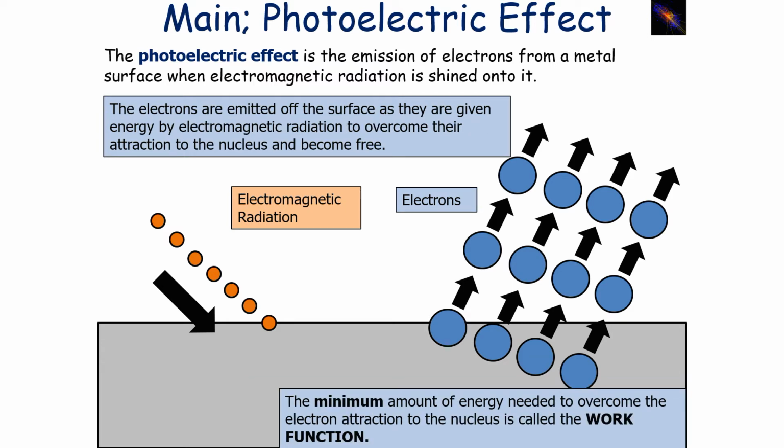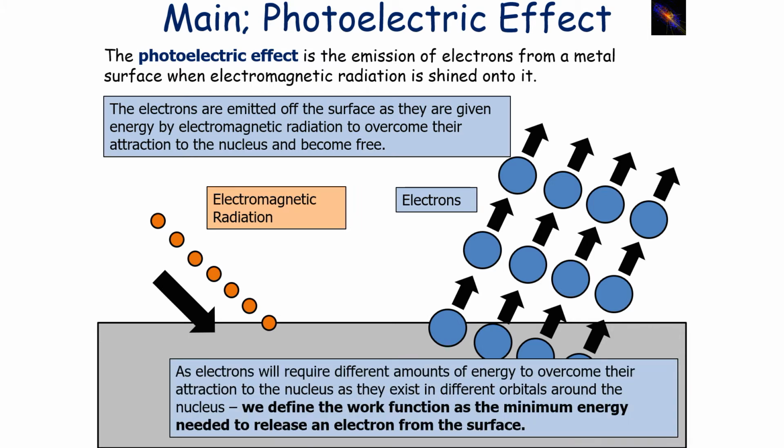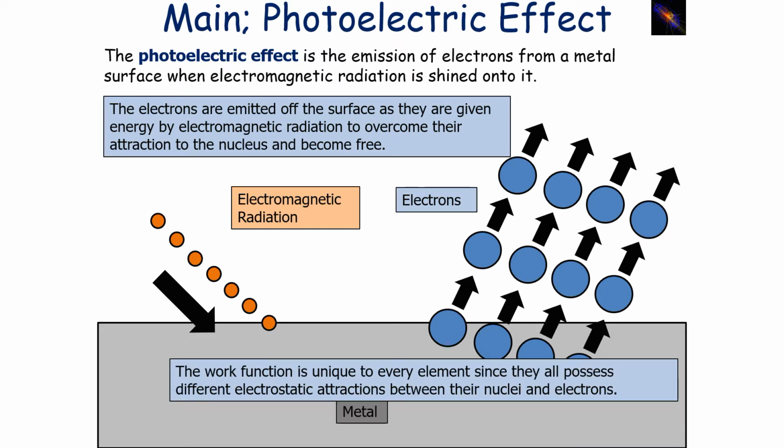Now it's important to note that the minimum amount of energy needed to overcome the electron attraction to the nucleus, which is holding the electrons in the structure, is called the work function. Now as electrons require different amounts of energy to overcome their attraction to the nucleus as they exist in different orbitals or different parts of the metal, we define the work function as the minimum energy needed to release an electron from the surface. And the work function is unique to every element since they all possess different electrostatic attractions between their nuclei and the electrons.